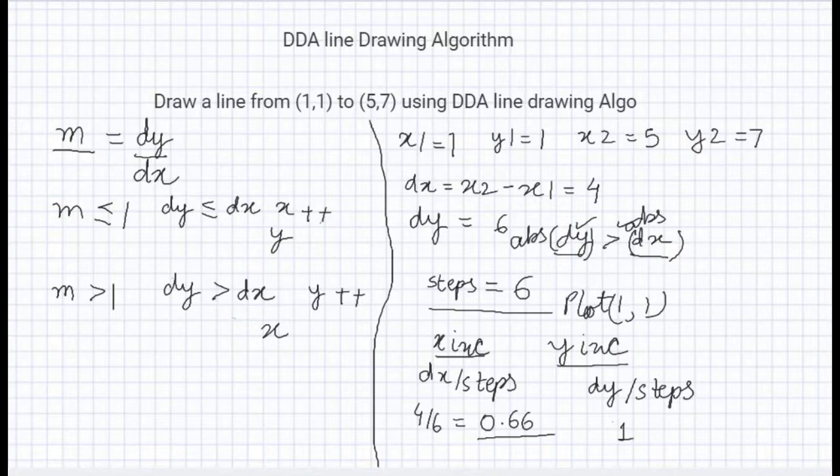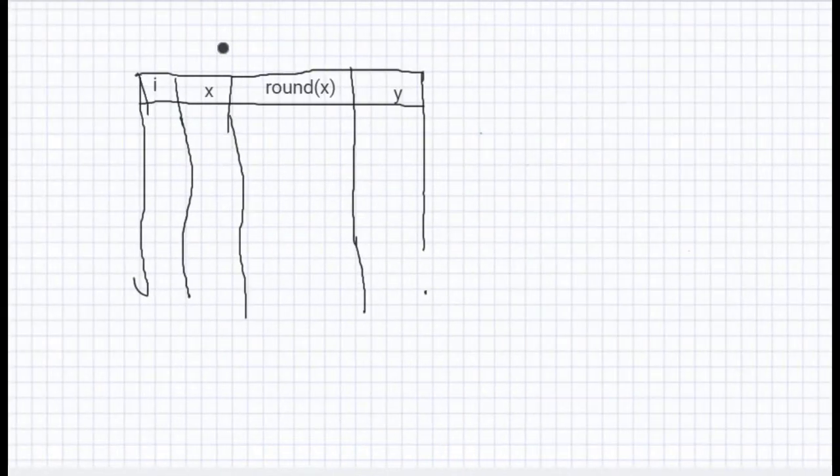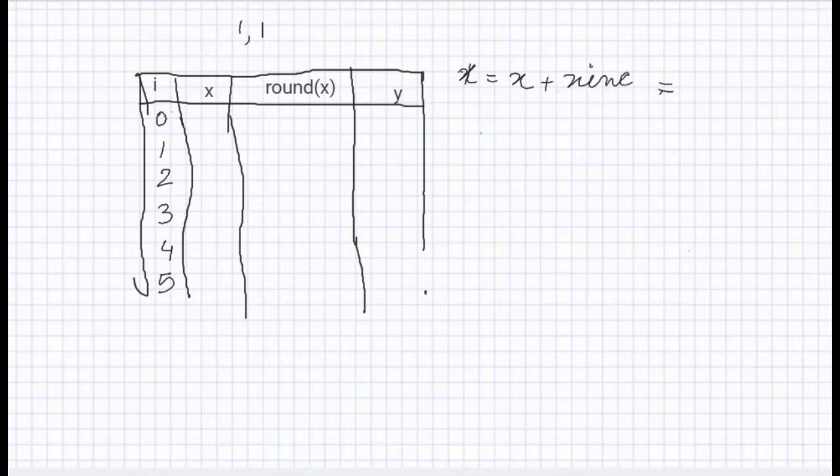So let's start the loop. And I told you that the loop will run for 6 times, and then we'll take a counter as i. So the value of i will go from 0 to 5. Now the value of x, we have already plotted the point 1, 1. So the next value of x will be x equal to x plus x increment, which is 1 plus 0.66, which is actually 1.66.